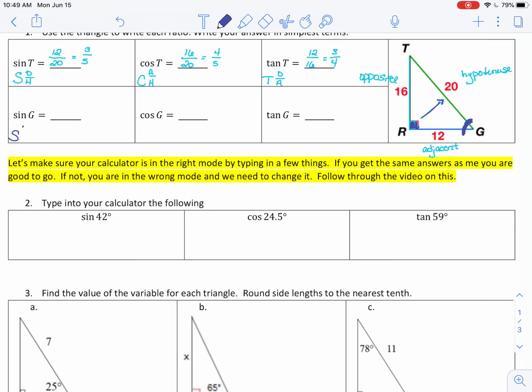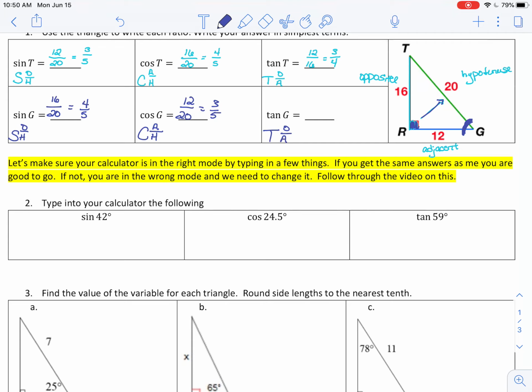And now I'm just going to write my ratios because sine is still opposite over hypotenuse. And I just labeled the opposite leg as 16. The hypotenuse has not changed, it's still 20. And when I divide both those by 4, I get a reduced fraction of 4/5. Sohcahtoa. Cah is A over H. The adjacent leg next to G is the 12. The hypotenuse is the 20. I can reduce that to 3/5.